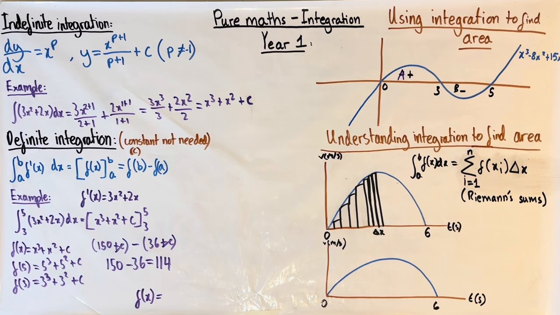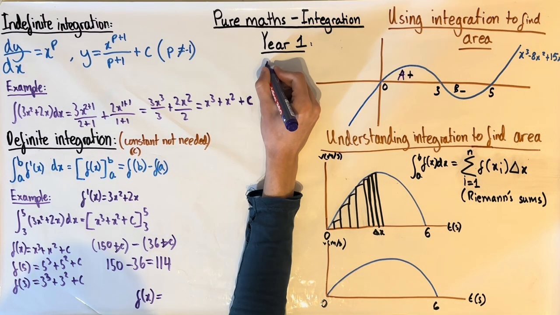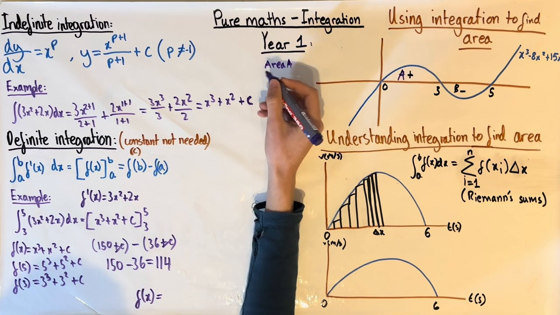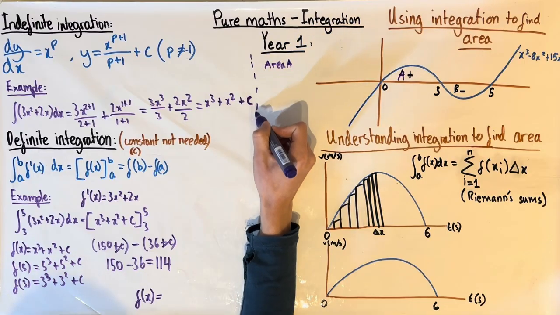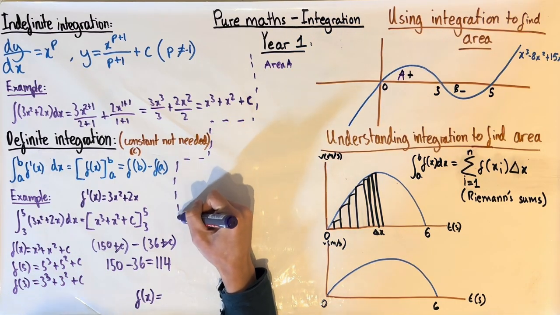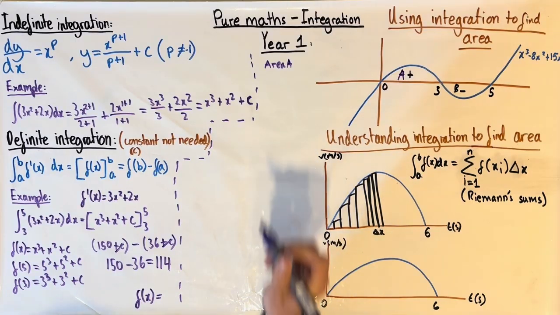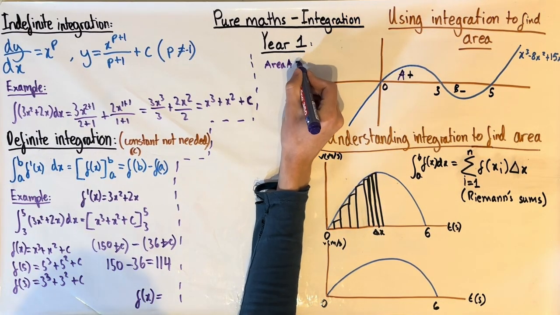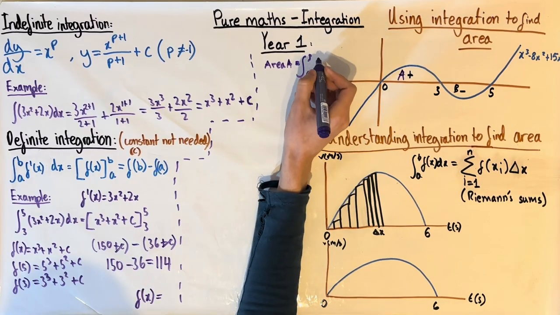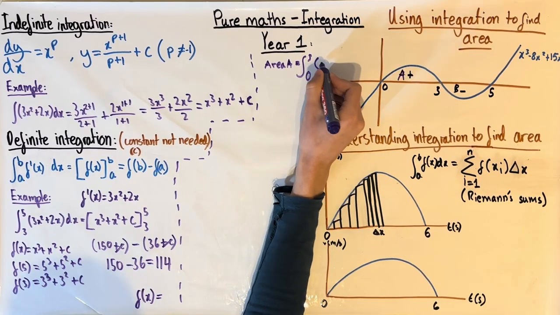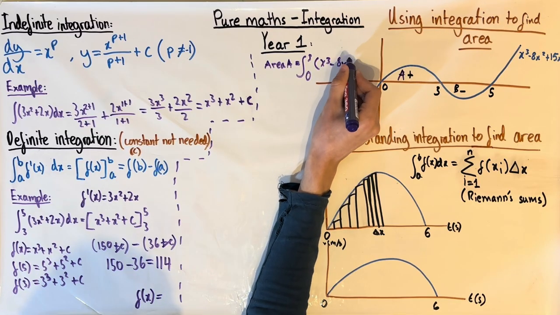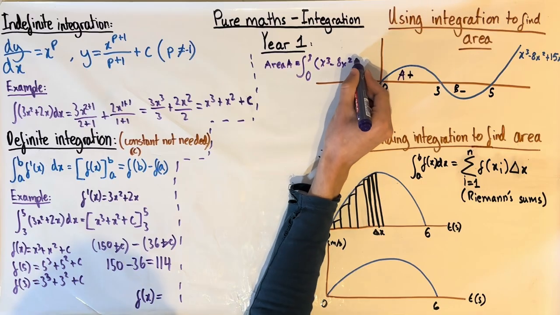So area A, let's just mark off this section, make sure nothing gets interrupted. Area A equals the integral from 0 to 3 of x cubed minus 8x squared plus 15x.